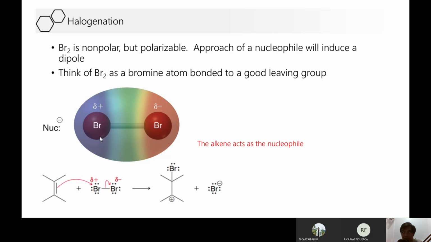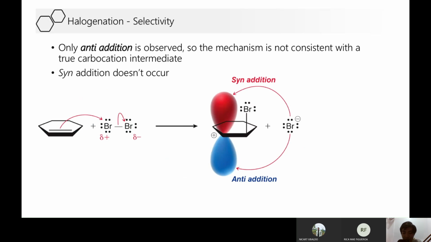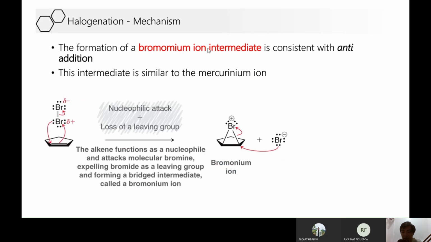Then ano mangyari? May expose tong atom na to which will become partial positive. So that is the chance for the nucleophile to attack that atom. So yan, kakabit na siya doon. Tapos mangyayari na yung typical reaction natin. Okay? So yan. Only anti-addition is observed, no? So syn addition does not occur. Bakit, no? So one factor is eto, pakita natin dito.